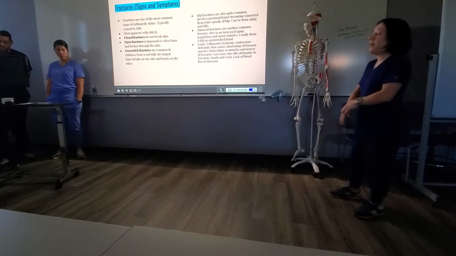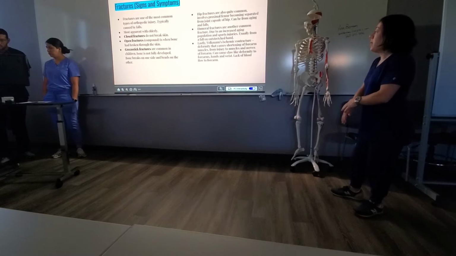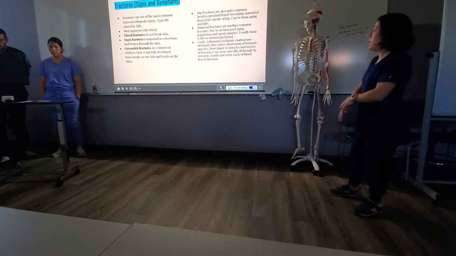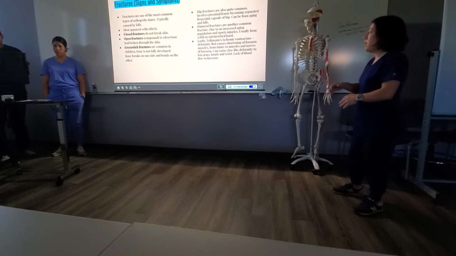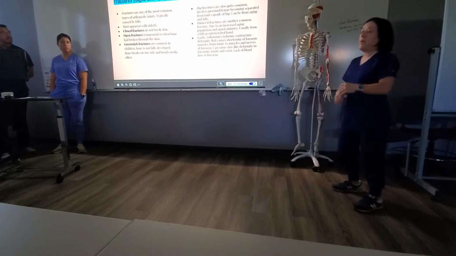And then lastly, you have Volkmann's ischemic contracture. That is a deformity that causes shortening of forearm muscles from injury to muscles and nerves of the forearm. This can cause a claw-like deformity in the forearms, hands, and wrist, and you get a lack of blood flow to the forearm.